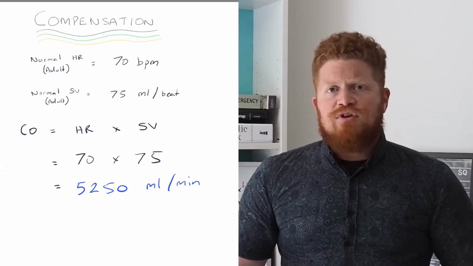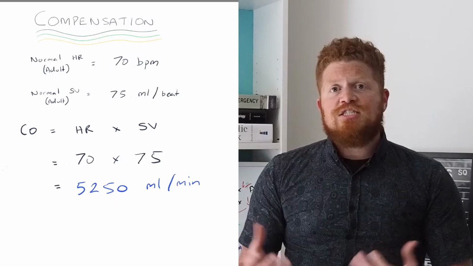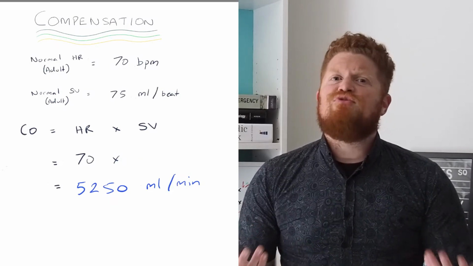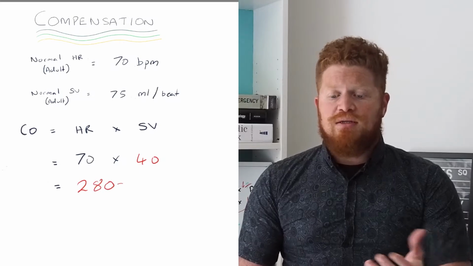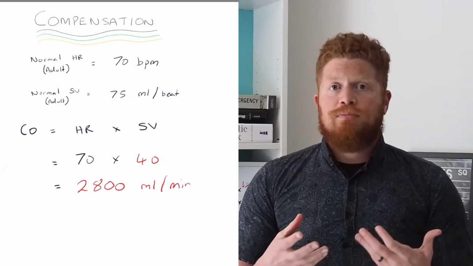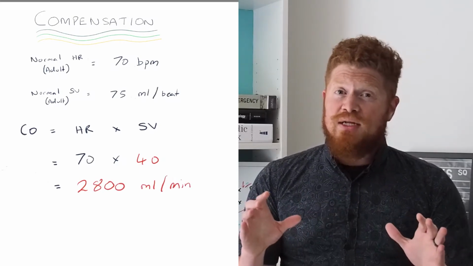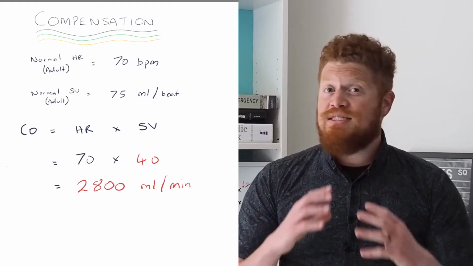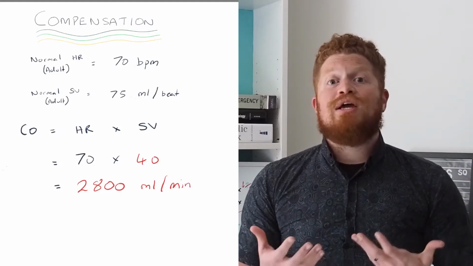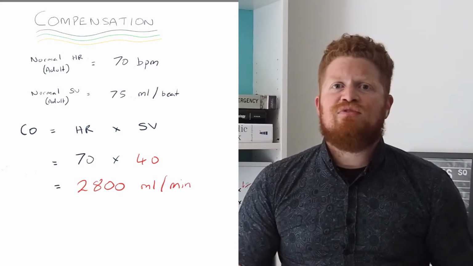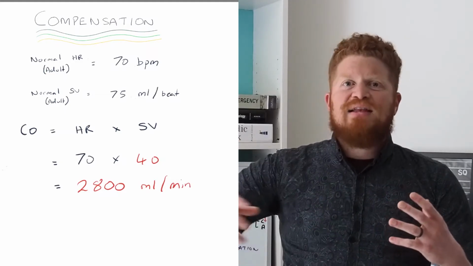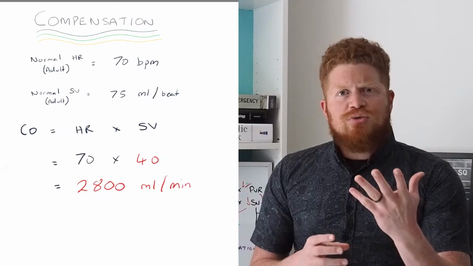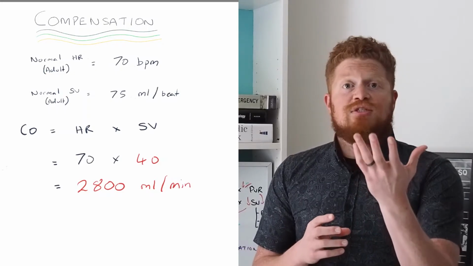Okay, so let's say I've lost some blood volume now, and because of this my stroke volume is reduced to about 40 mil per beat. If I multiply 40 mil per beat by 70 beats per minute, I get 2,800 mil per minute. This is a huge reduction in cardiac output, and it's not something that the body can sustain. So it wants to do whatever it can to raise it back up to about the 5,250 mil per minute mark. So what can it do? It can't do anything about the amount of blood actually returning to my heart. But what it can do is it can increase my heart rate through the sympathetic nervous system.